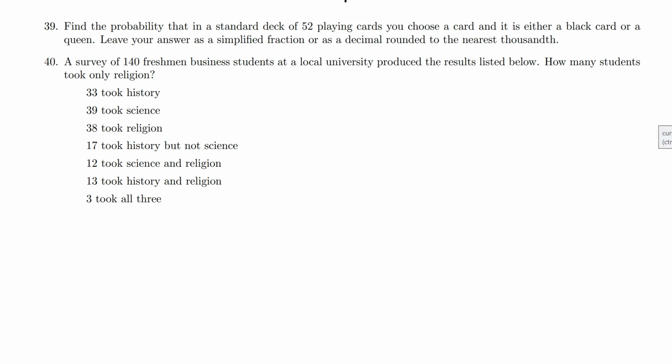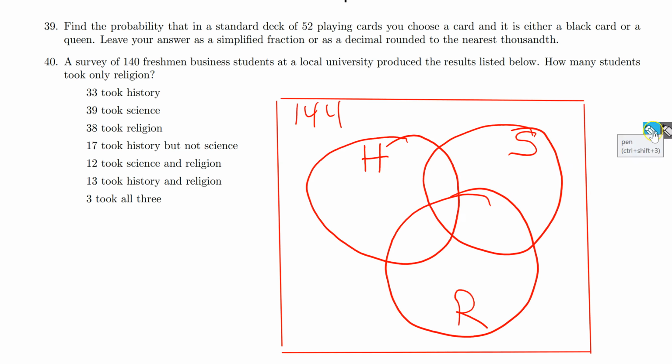Let's look at that, read it over carefully, and see what we're going to need here. So in doing this, we have 3 categories. I made a Venn diagram. Our universe composed of 140, I guess I got carried away there, 140 students. And then 33 took history. So I'll just put this here lightly there. 39 here, science. 38 religion down here.